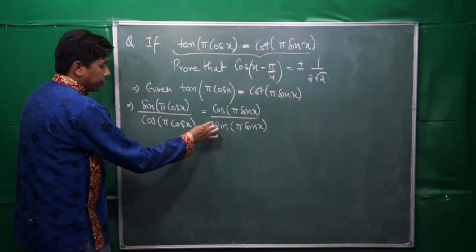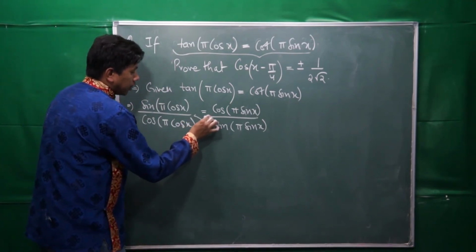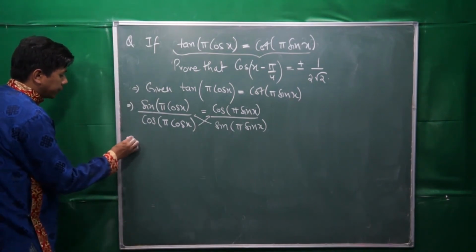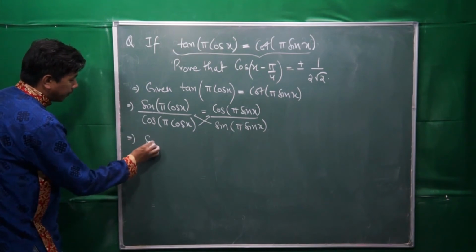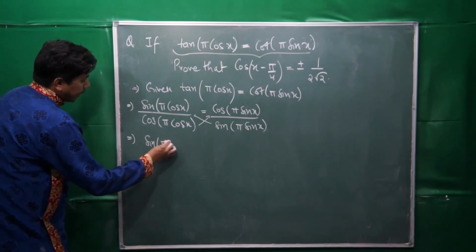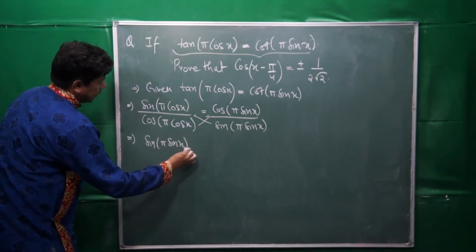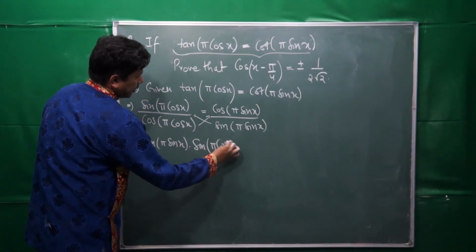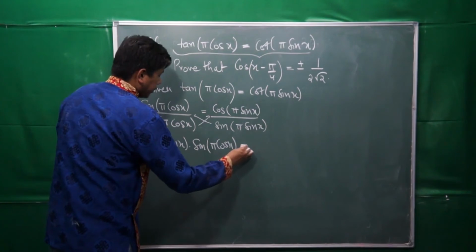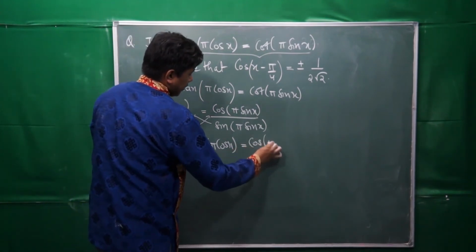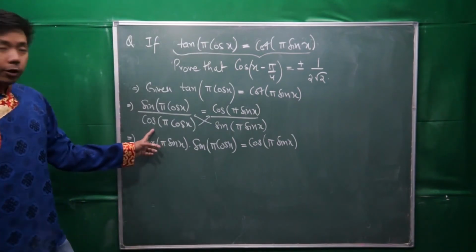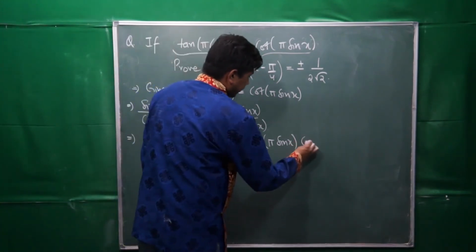Next we are going to cross multiply it, or you could say we are going to transpose the denominators. So after transposing the denominators, what we have is sin(pi sin x) into sin(pi cos x) equals cos(pi sin x) into cos(pi cos x).